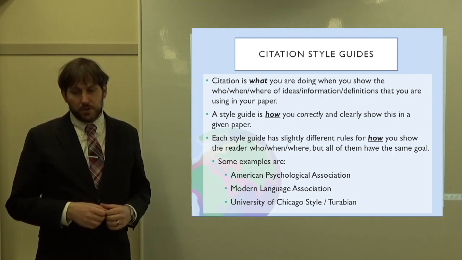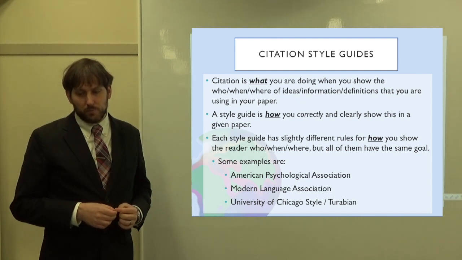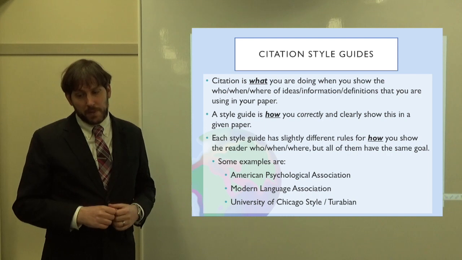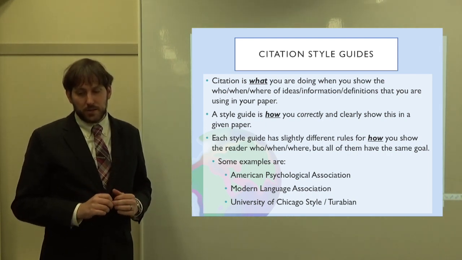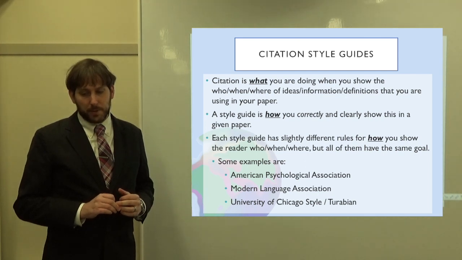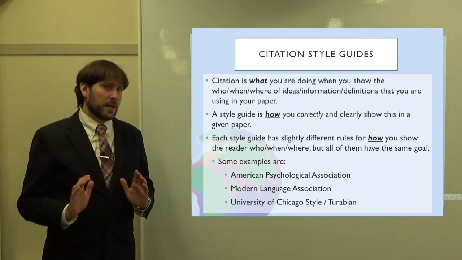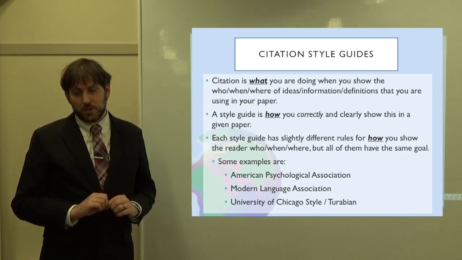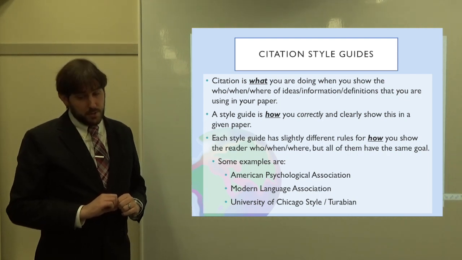Citation style guides. Citation is what you are doing when you show the who, when, where of ideas, information, and definitions that you're using in your paper. A style guide is how you correctly and clearly show this in a given paper. There's more than one style guide. Each of them has slightly different rules for how you should show the reader who, where, and when, but the goal is always the same.